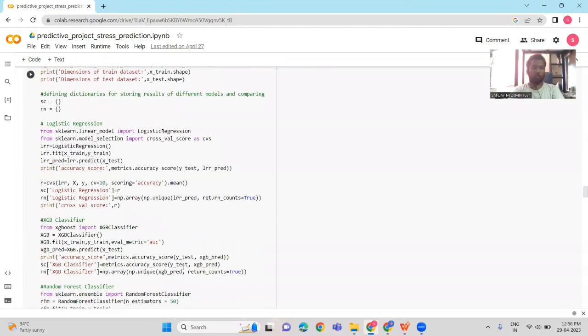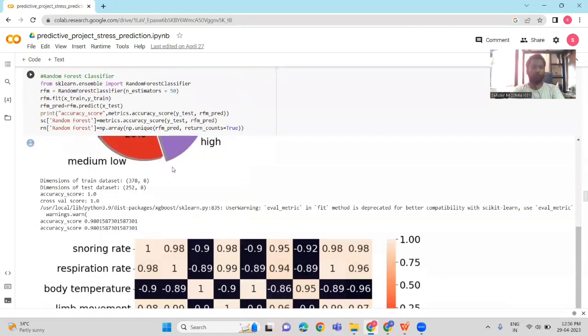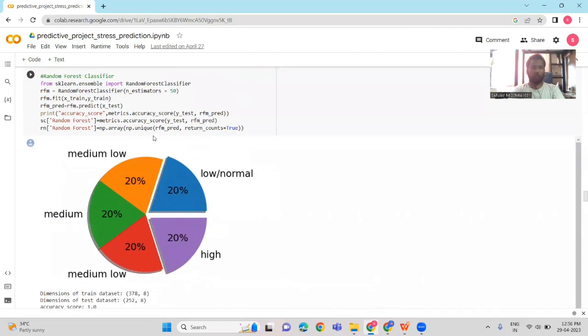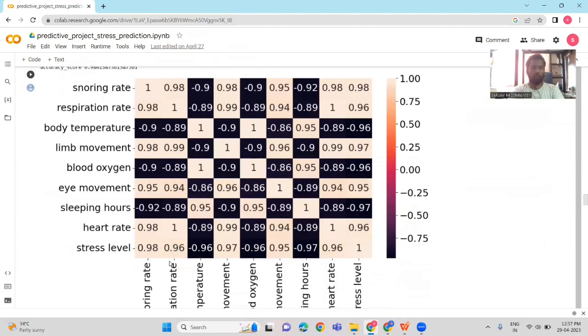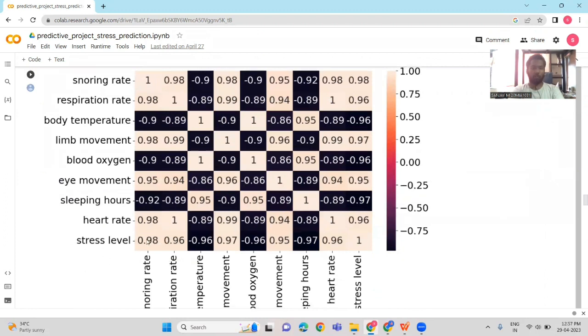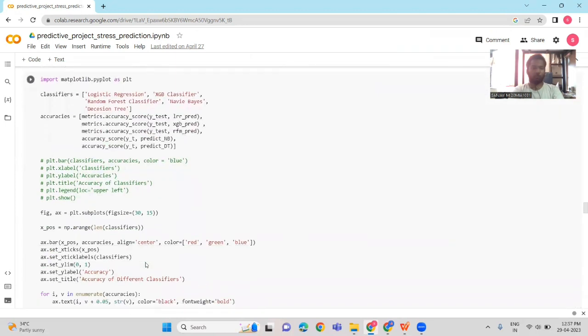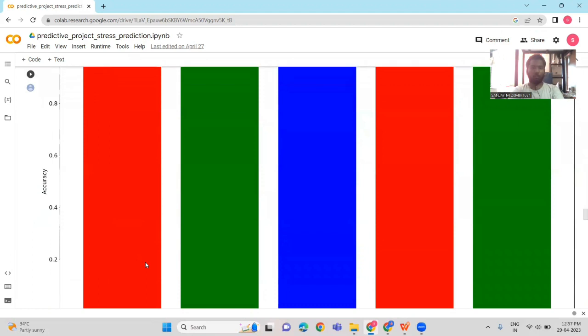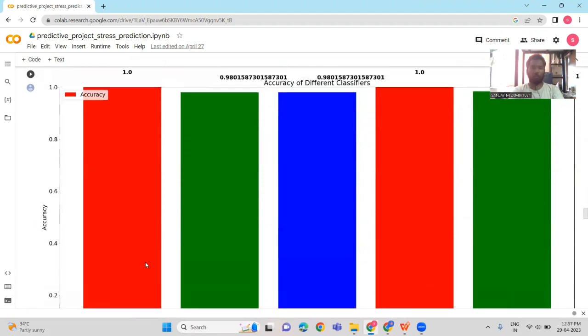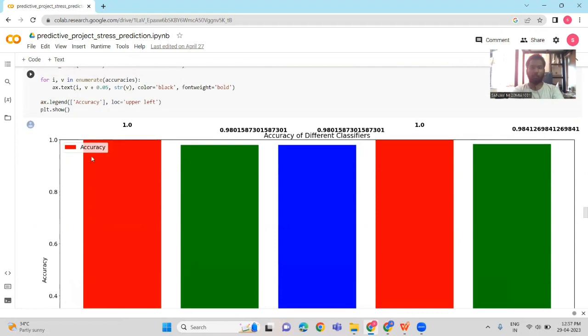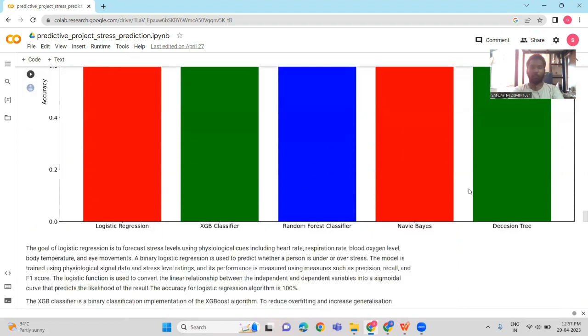Here we have plotted a pie chart for our stress levels. The data is equally spread, 20% each: low, normal, minimum, and high. We have again plotted a correlation plot where we got similar scores as seen before. We plotted an accuracy plot for logistic regression, Naive Bayes. We got 100% for Naive Bayes, and the remaining got 98%.